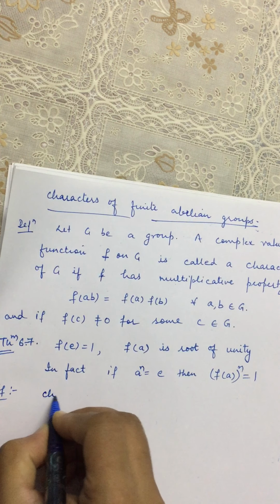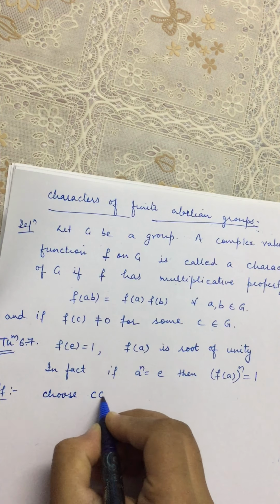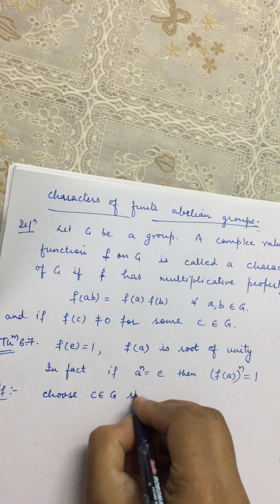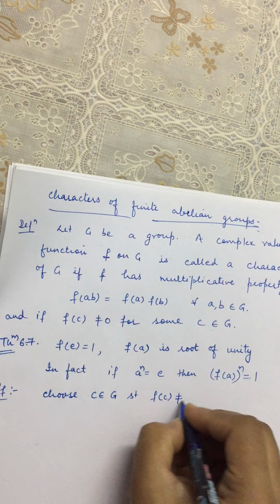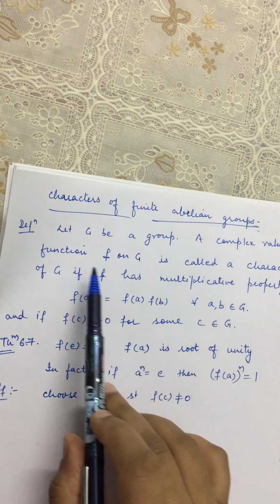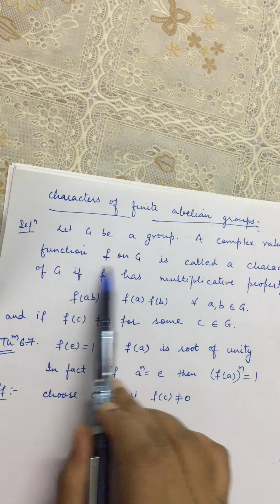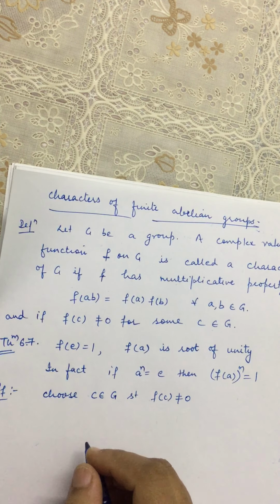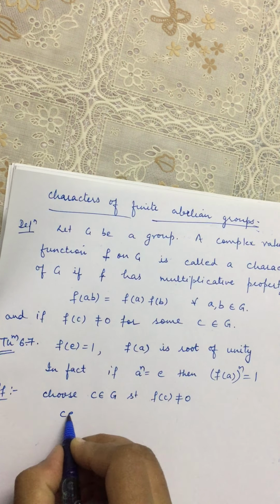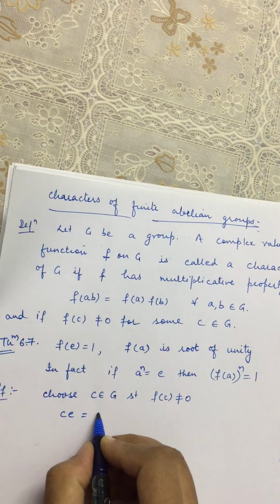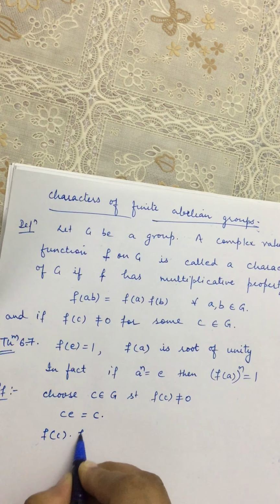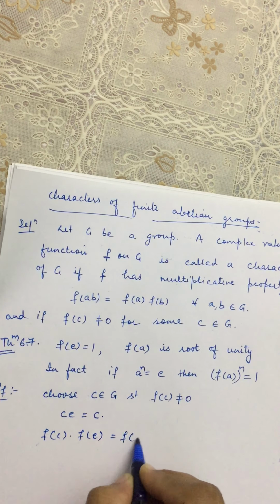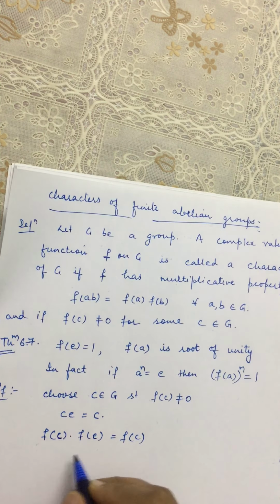Now choose an element C in G such that f of C is non-zero, and we can choose this element because f is a character, and if f is a character, then it is a non-vanishing function. So since C belongs to G, CE is equal to C, and f is multiplicative also, so f of C into f of E is f of C, which proves that f of E is 1.